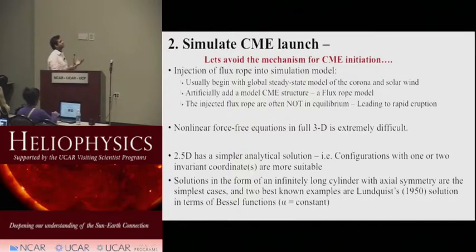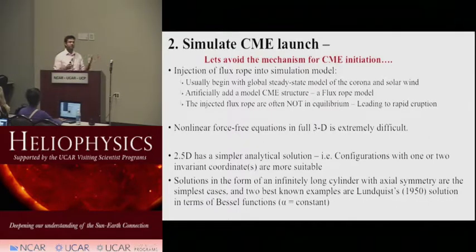However, solving much of this in 3D is extremely difficult, and so there have been lots of studies of doing this. Quite often you'll see in the literature that many people start with a much simpler solution, which is what they call a 2.5D analytical solution. What I mean by 2.5D, which is somewhat counterintuitive, is that it's basically two-dimensional, but in the third dimension, it's all symmetric.